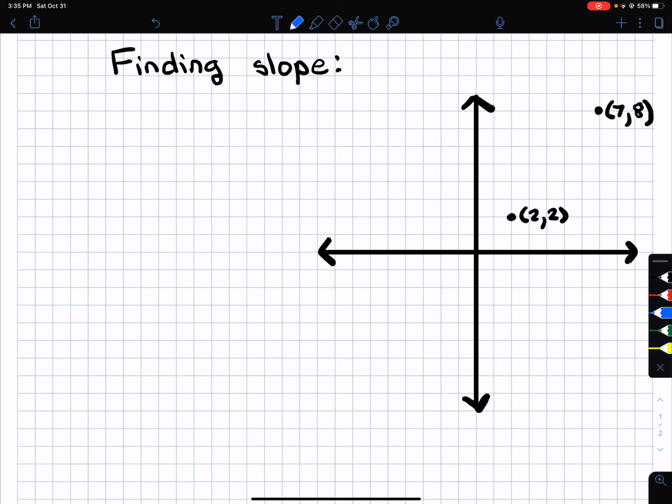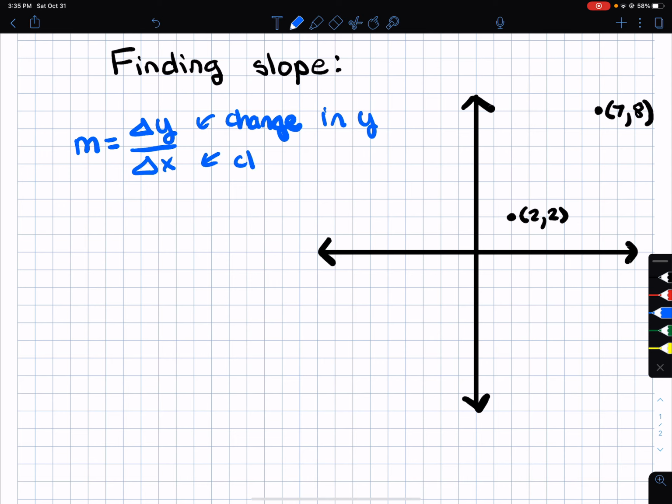So here we're going to be working on finding slope. If you remember, slope is equal to the change in y over the change in x. So remember that's change in y, and that's change in x.